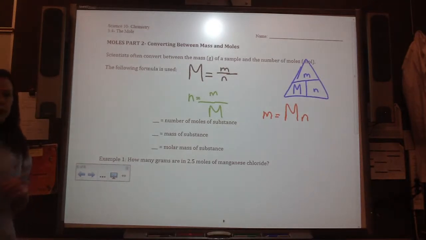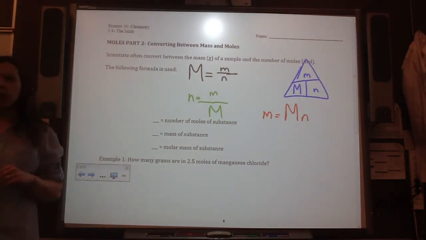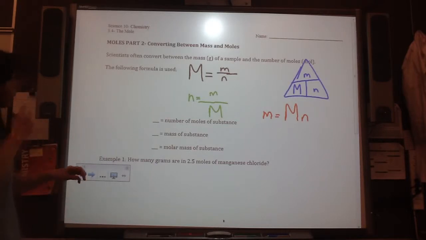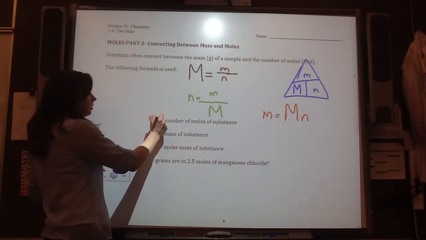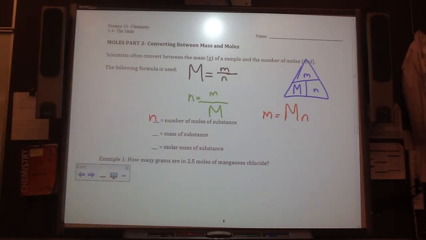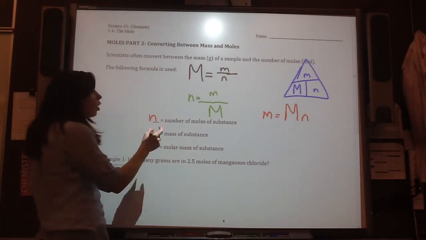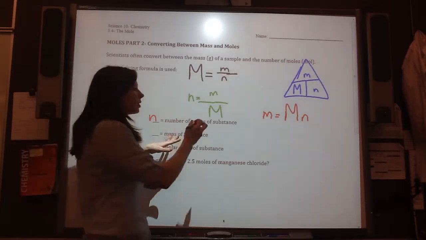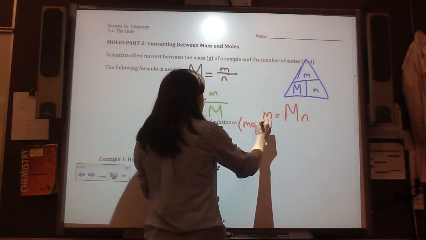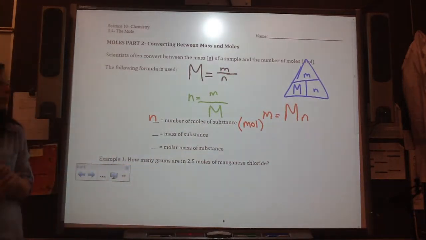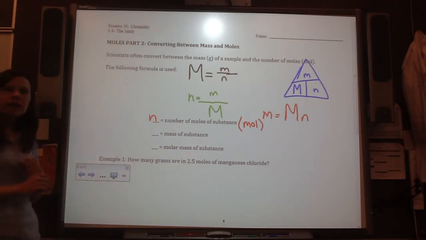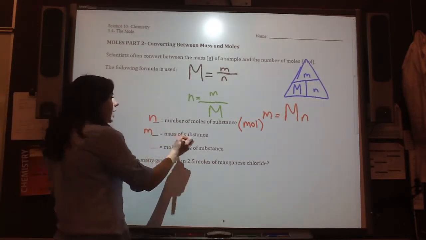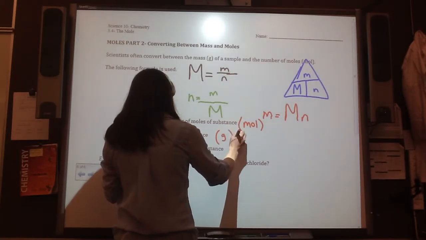Then Joshua asked a great question. What do these letters stand for? The number of moles of a substance, that is n, is number of moles. And also, the units for moles is just MOL. That's the units for moles. The mass of the substance is little m, and the units are grams.